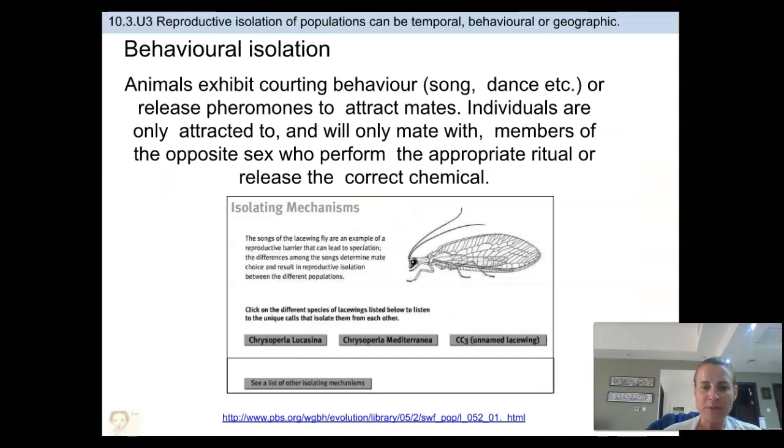Behavioural isolation, this one is quite interesting. Animals exhibit courting behaviour. They do songs and dances, or they might release pheromones to attract mates. Individuals are only attracted to and will only mate with members of the opposite sex who perform the appropriate ritual or release the correct chemical.